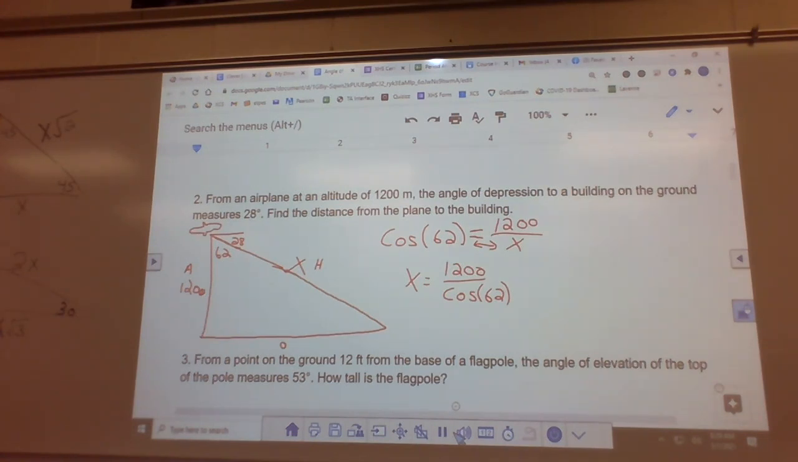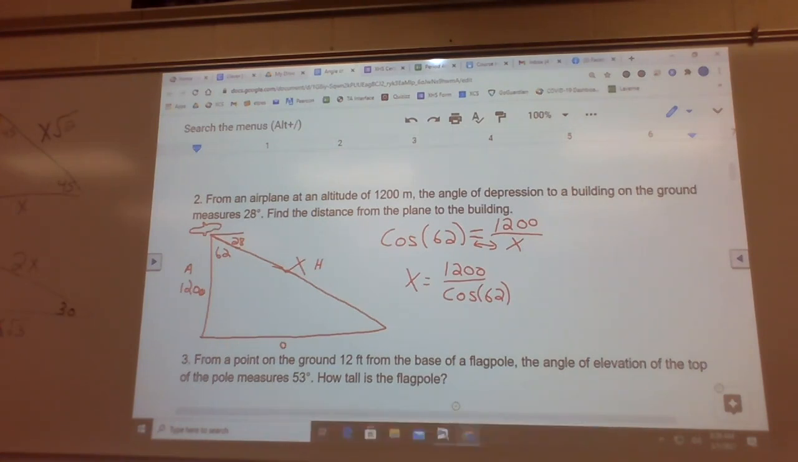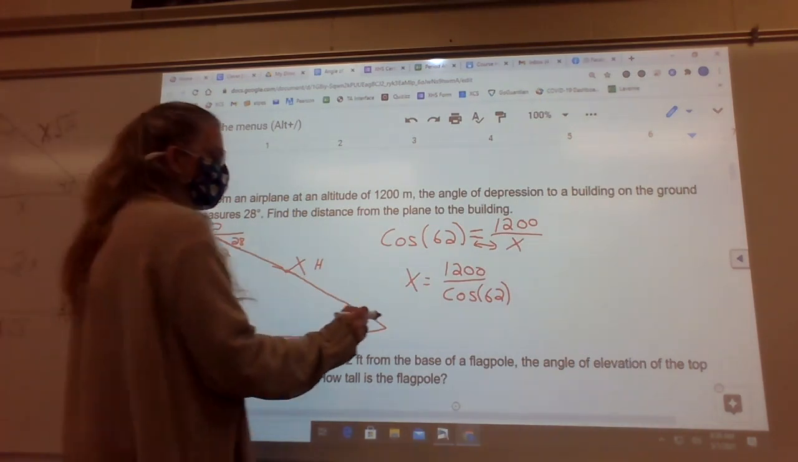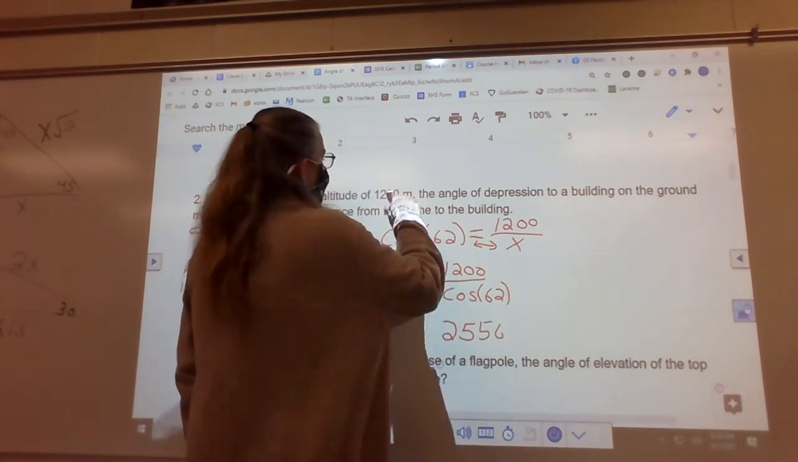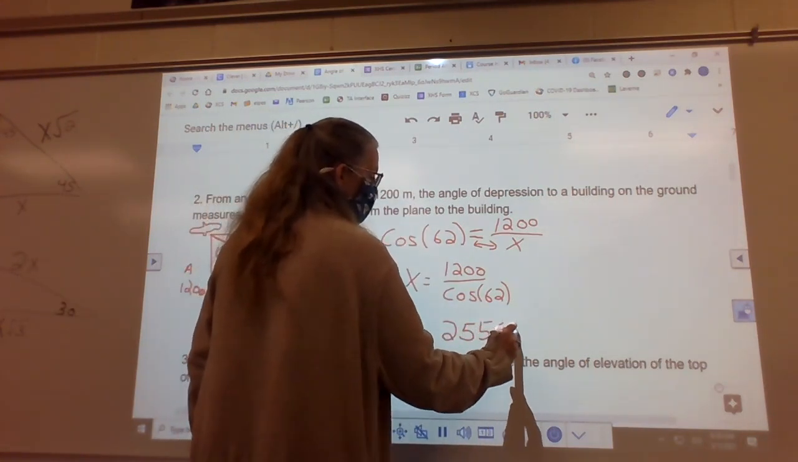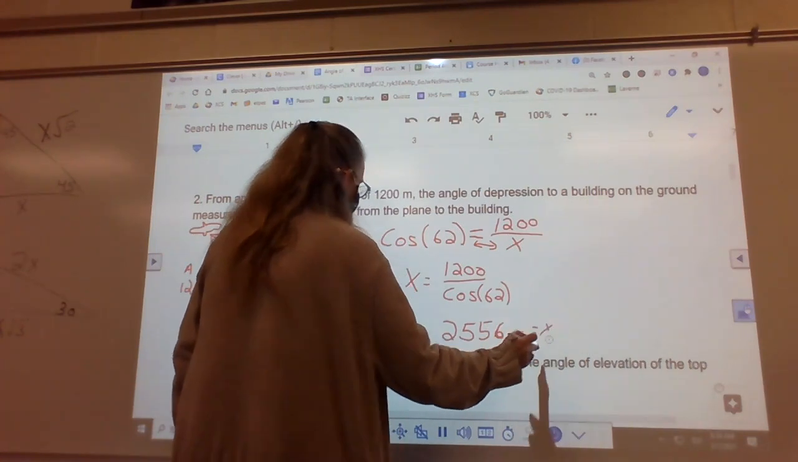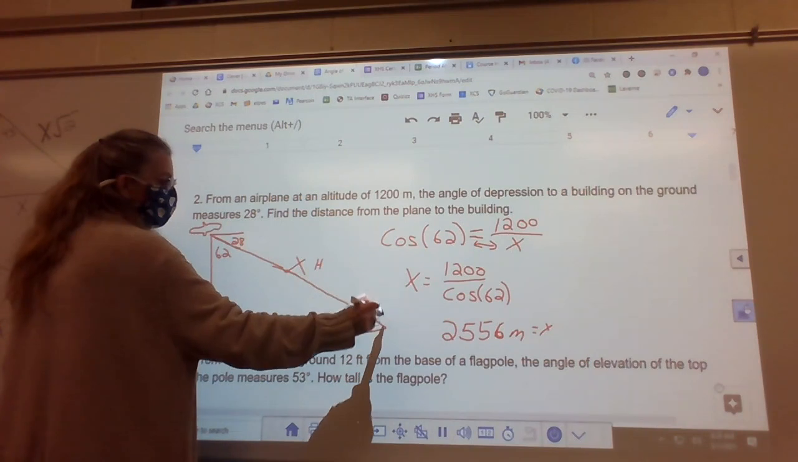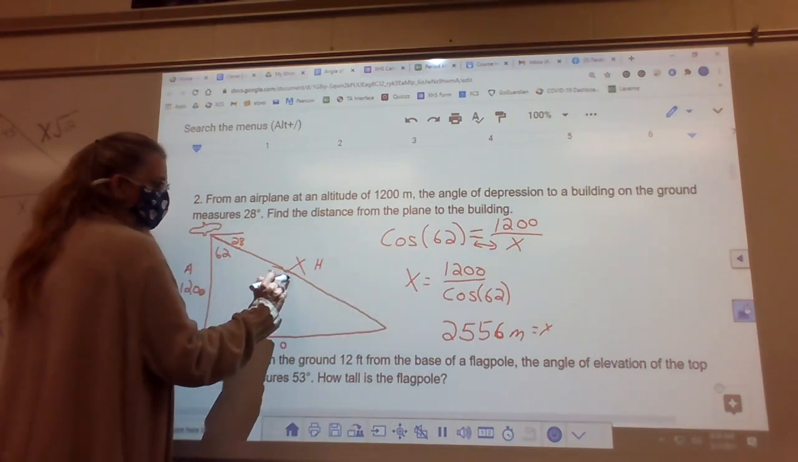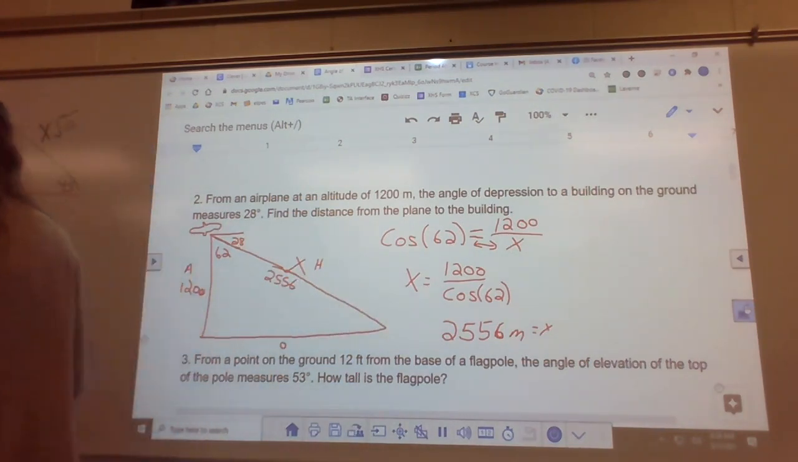And we had something like that on the worksheet, right? So 1,200 divided by cosine 62, and I get 2,556. 2,556 meters. So that's the distance to the building. 2,556. That's that distance.